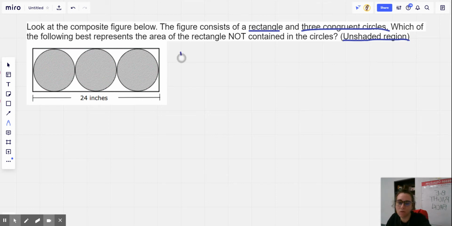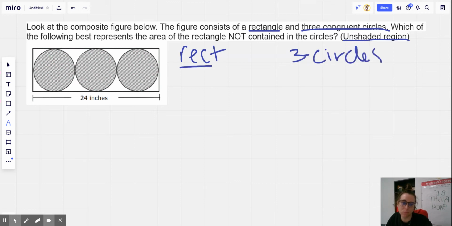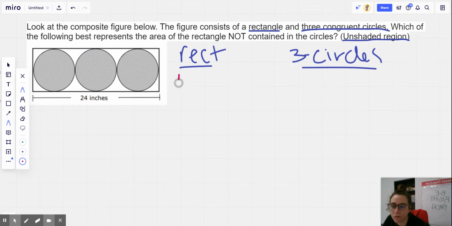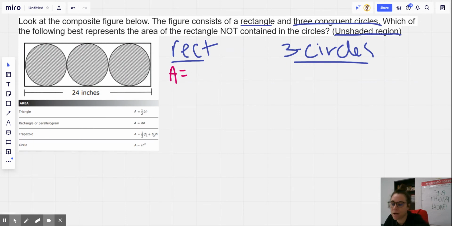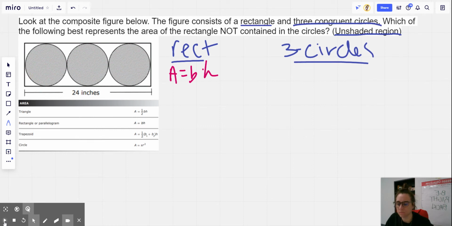So we have a rectangle and 3 identical circles. Okay, so let's start with the rectangle since that's our easiest. The formula for area of a rectangle is area equals base times height. We know that our base is 24.